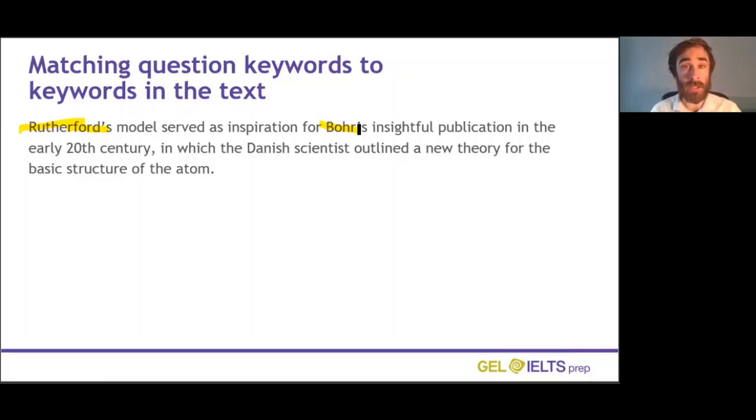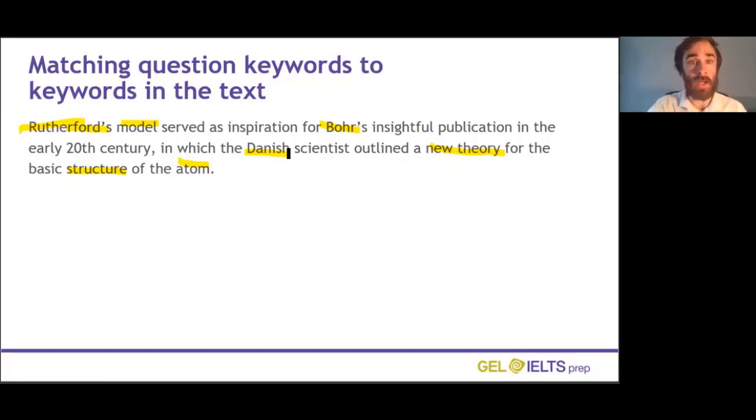I've also noticed there's a lot of scientific language. We've got model, we've got a new theory, and we've got the structure of the atom. We've also got the word scientist, but I suspect because this is a scientific topic that most of the people here are scientists. However, we know that one of the scientists is Danish. This is a nationality and it has a capital letter there, but it's an adjective. It means from the country of Denmark.